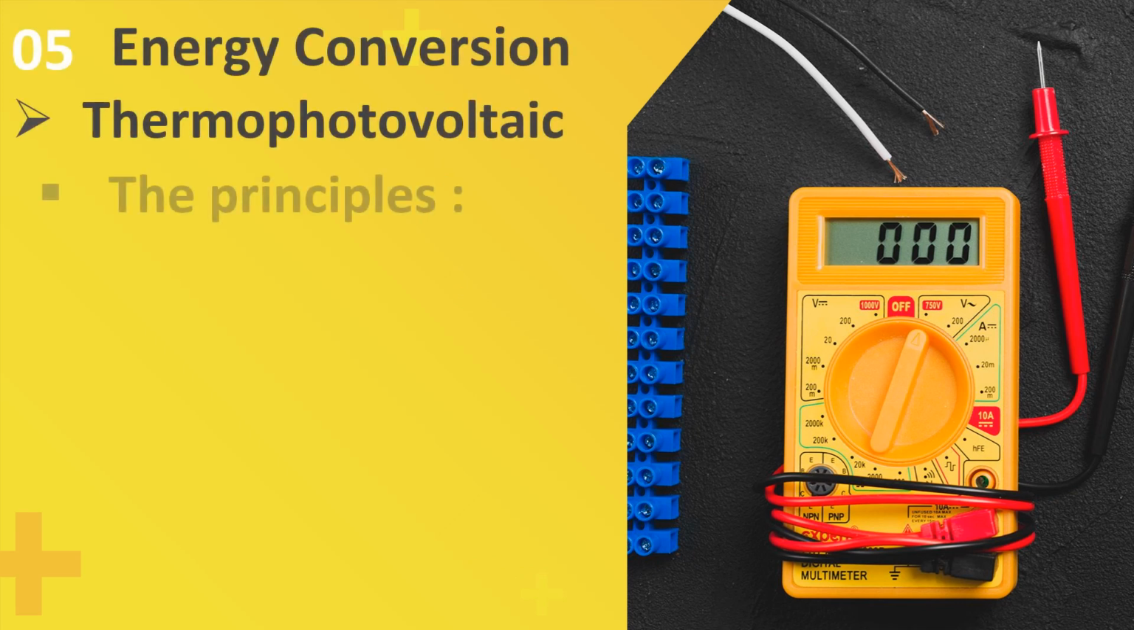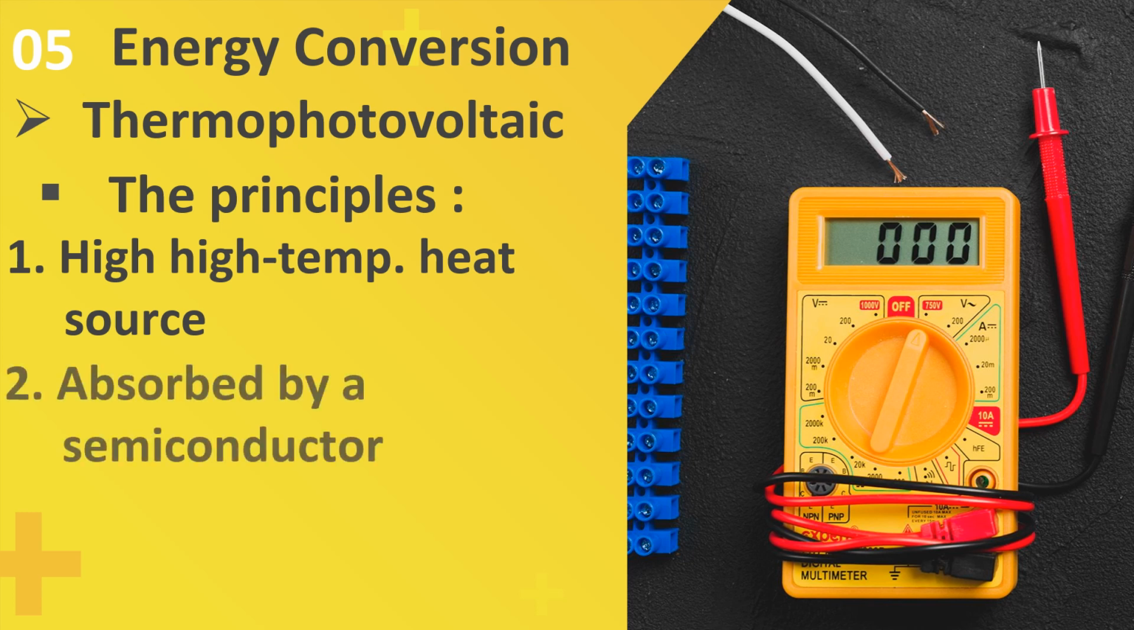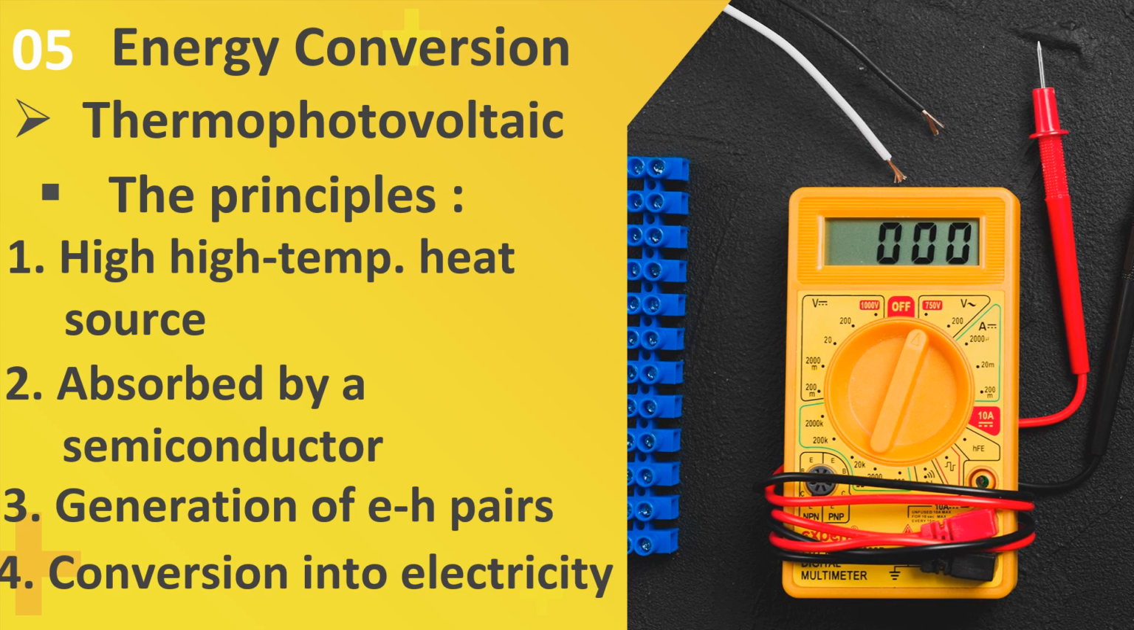Thermophotovoltaic systems are designed to convert thermal radiation directly into electricity using photovoltaic cells. The principles behind this energy conversion process involve the following steps. Thermal radiation is emitted from a high-temperature heat source. The thermal radiation is selectively absorbed by a semiconductor material in the photovoltaic cell. The absorbed radiation generates electron-hole pairs, creating a voltage across the cell. The voltage is collected and converted into usable electrical power.